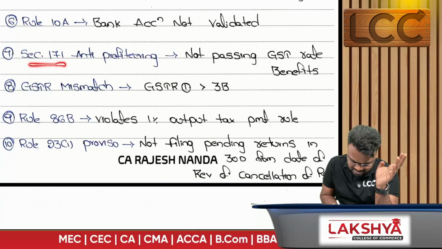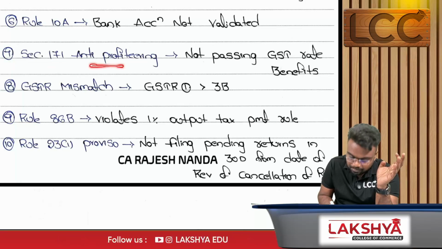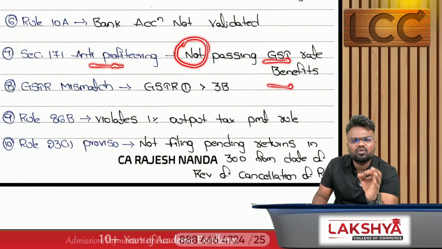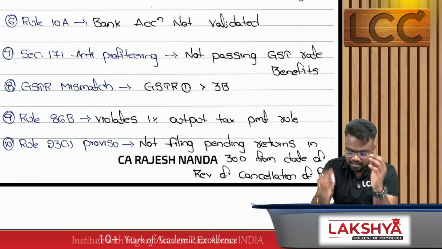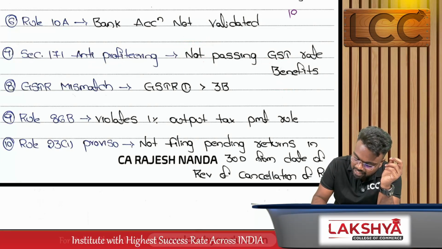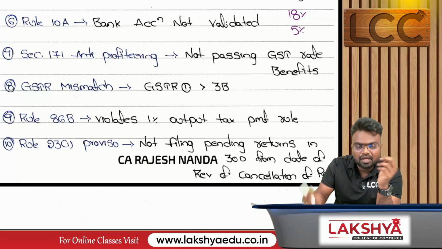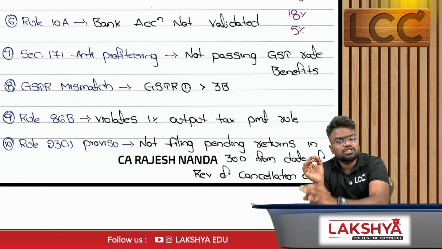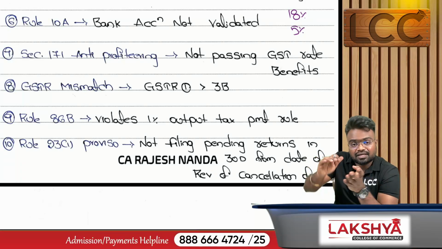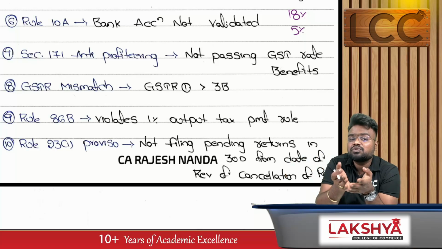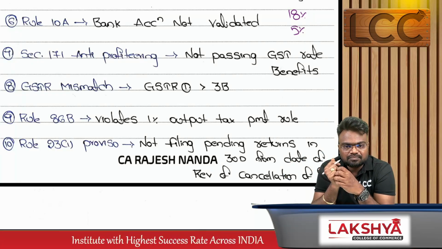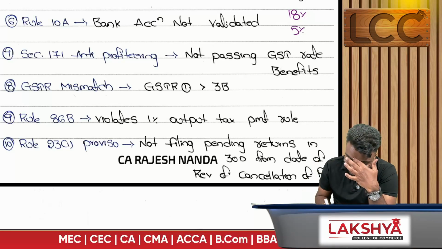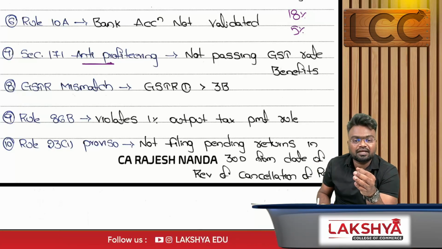What is section 171? That is anti-profiteering. What is anti-profiteering? In simple terms, not passing on the GST rate benefit. What does it mean? Let us say the government reduces the rate of GST from 18% to 5%. Generally, if the GST rate decreases, the price of the goods should also be reduced, right? But here, the seller or the producer hasn't reduced any price. In that case, you are making more profit. So the proper officer can treat that as anti-profiteering and may cancel your registration.